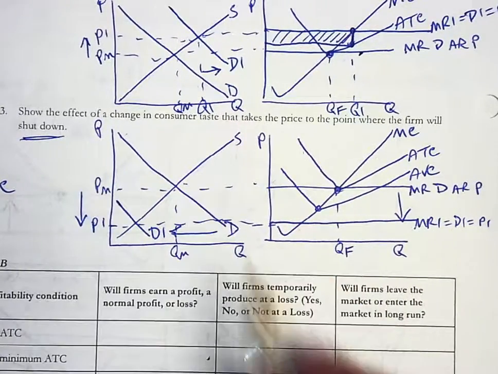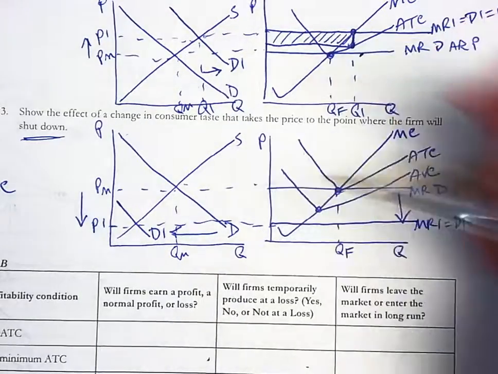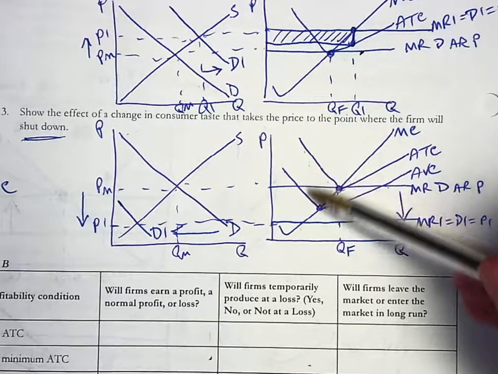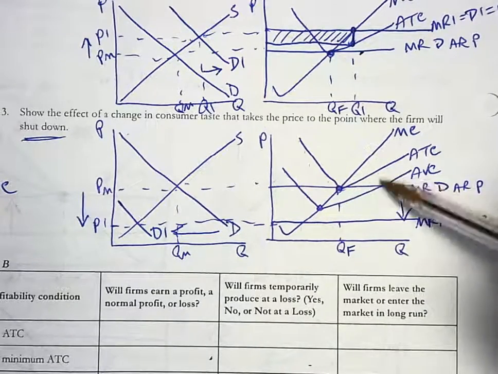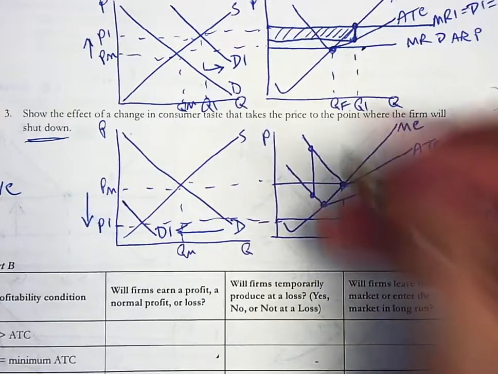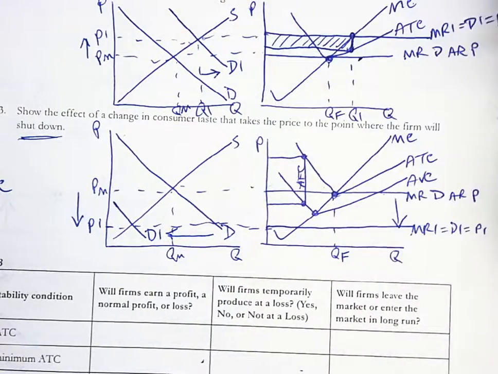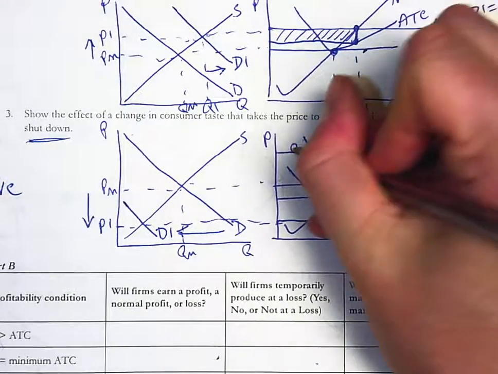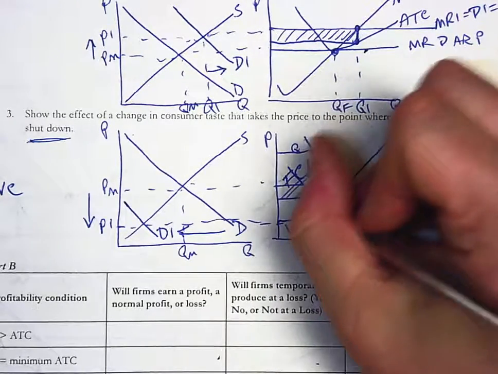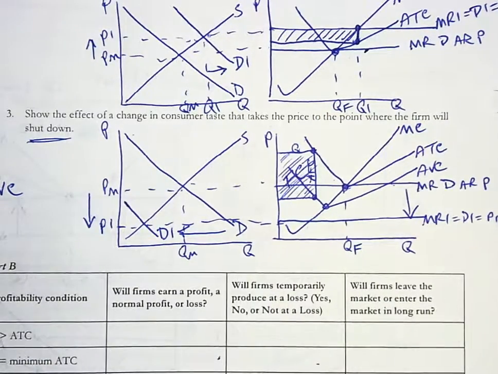Now, this one doesn't say shade the loss, but we need to be able to identify where the loss would be. You can choose any vertical distance between ATC and AVC, any vertical distance between those two. So I'm just going to say, bam, chosen. Right there. And over, because this distance is the AFC. And so times the quantity, whatever that quantity is, gives us the fixed cost. And that's the amount that they lose. They just lose their fixed cost. So we are going to shade that in as the amount that they lose.